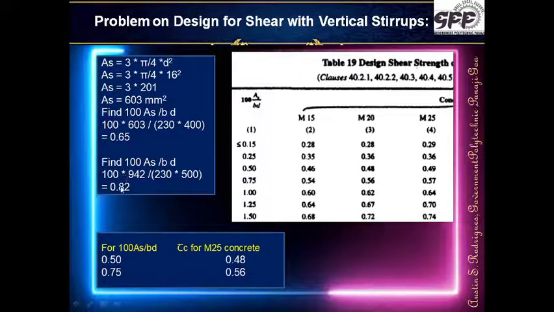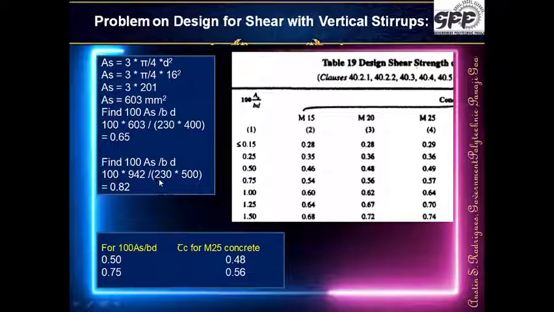I believe this has erroneously come from the previous problem over here. That's a mistake. We don't have to refer to this one. So the value of 100 AS upon BD is 0.65. Now, having got this value as 0.65, let us refer to this table. Only part of the table has been shown over here. Let me again mention, this is table number 19 given on page number 73 of IS 456-2000.